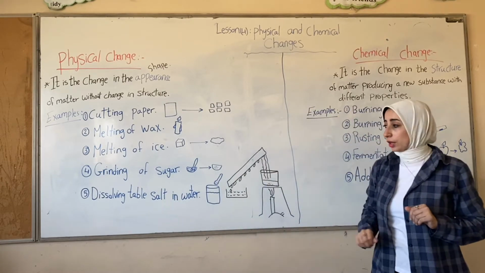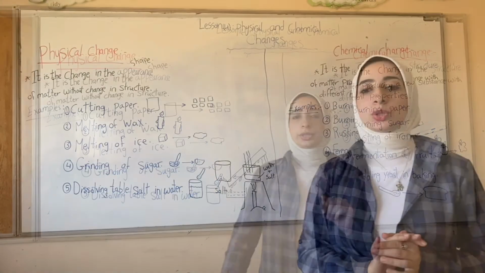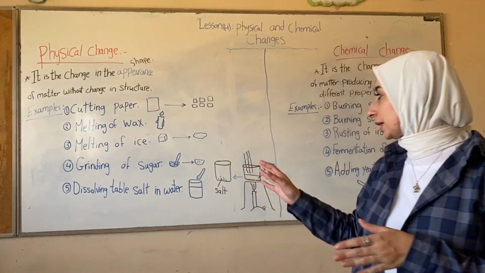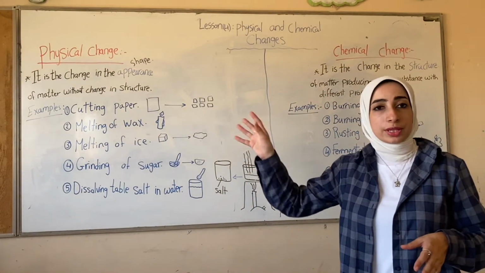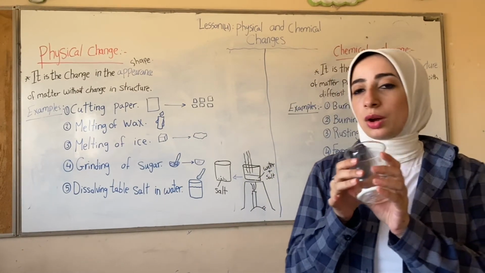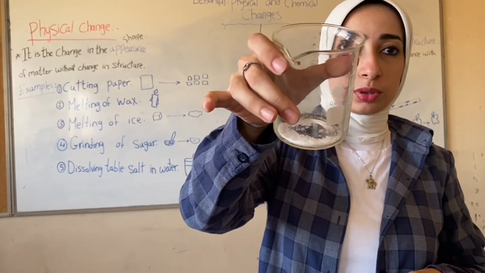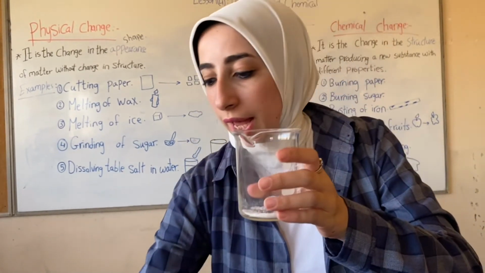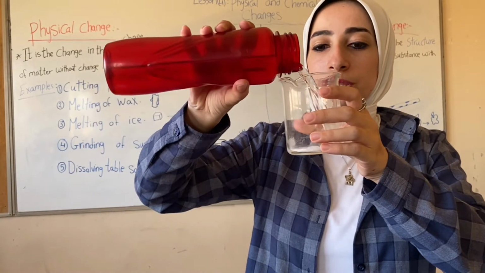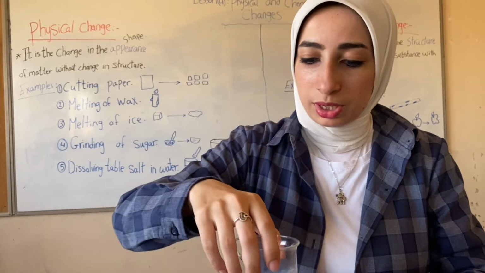Number 5, dissolving table salt in water. To prove that dissolving table salt in water is a physical change, we are going to do an experiment. First I'm going to get table salt and put it in a beaker and try to dissolve it in some water and stir it.